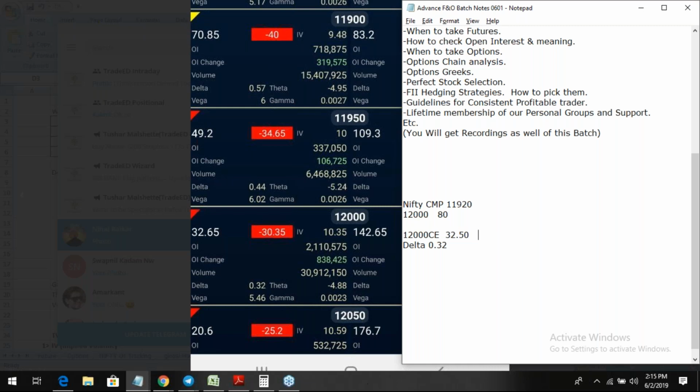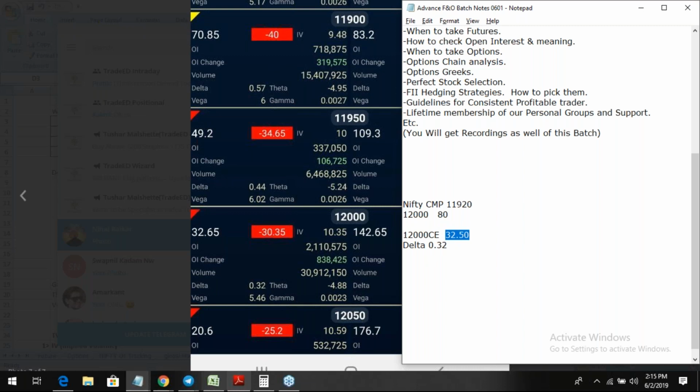See, what is the current rate of the 12,000 call? 32.50. Deepak, how 90.4 now? Previously you were saying 105.60, now you are saying 90.4. How? And delta is 0.32. Nifty goes 80 rupees up. Delta is 0.32, and your premium is 32.50.